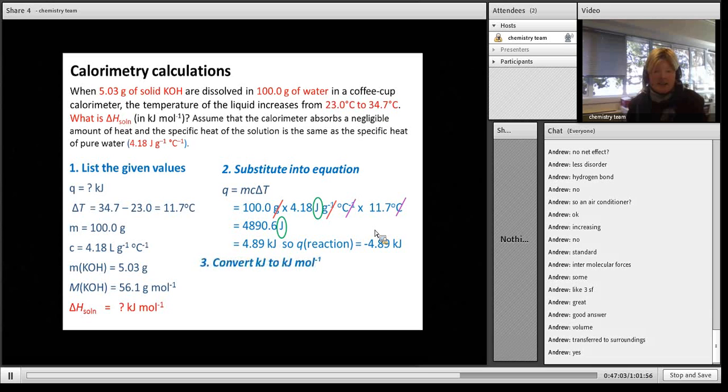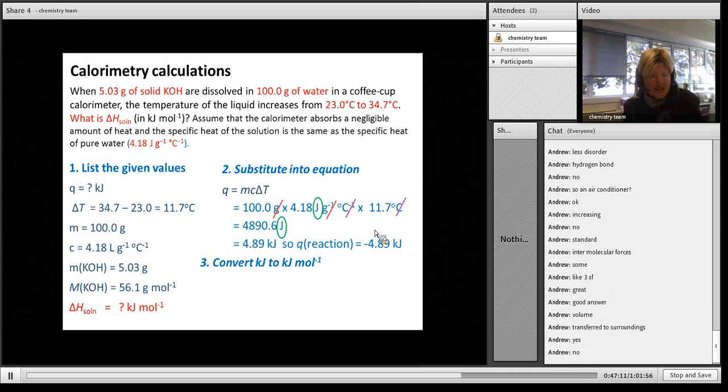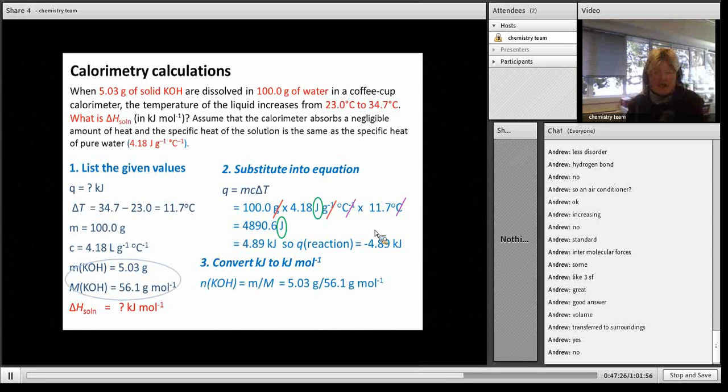So I need to now convert. And of course, if it's per mole, it means I have to divide by moles. Now, were we given moles anywhere in that list? No, but I can work it out by using n is equal to small m over big M, mass over molar mass. So those two values are now used.